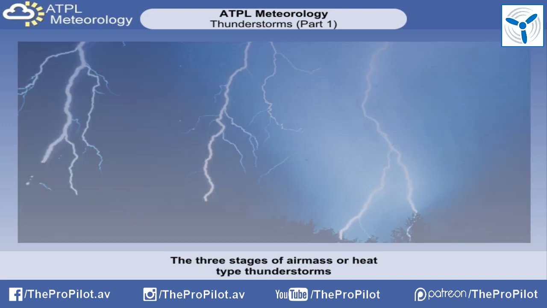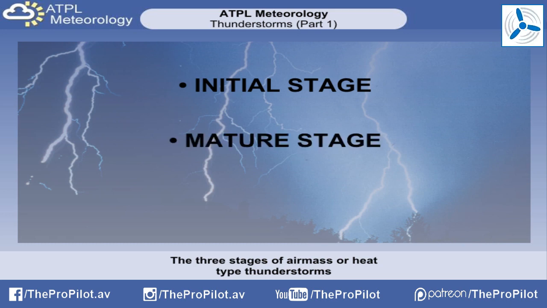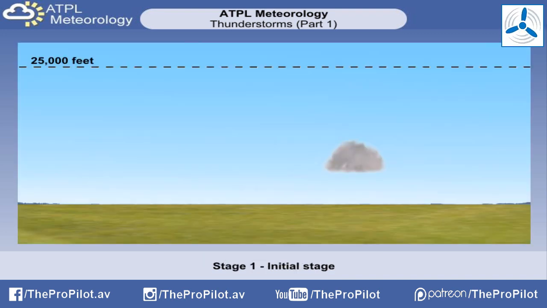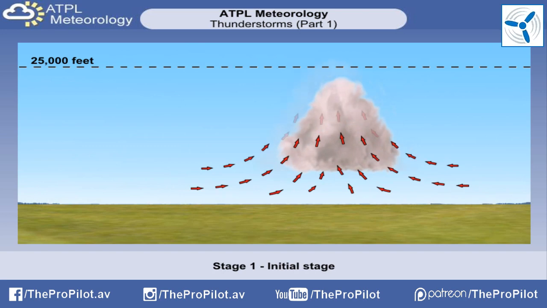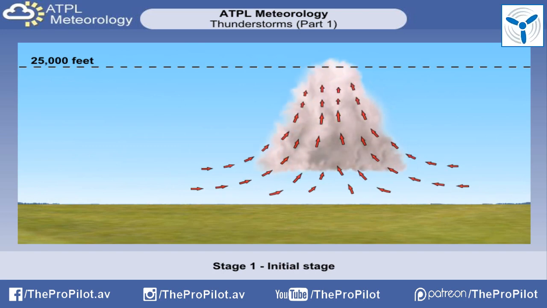Let's look at the way heat or air mass type thunderstorms develop. There are three stages we can identify: initial stage, mature stage, dissipating stage. The initial stage is characterized by the growth of cumulus clouds, both horizontally and vertically. Strong updrafts produce clouds of great vertical extent. Air is drawn into the cloud from beneath and the sides. This stage usually lasts for around 20 minutes and produces a cloud sometimes 5 nautical miles across.